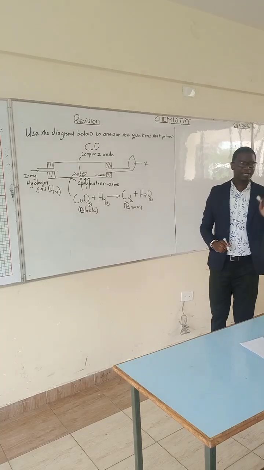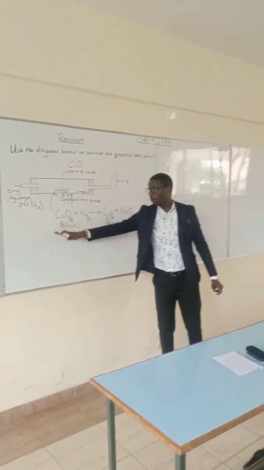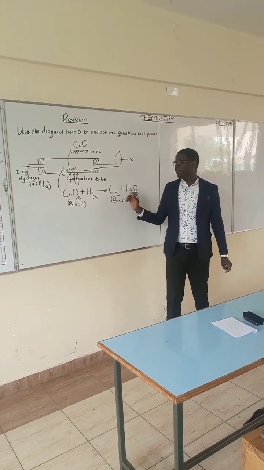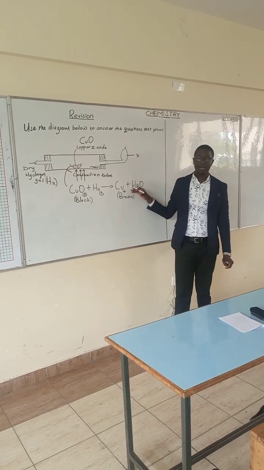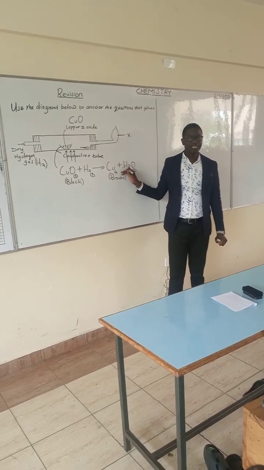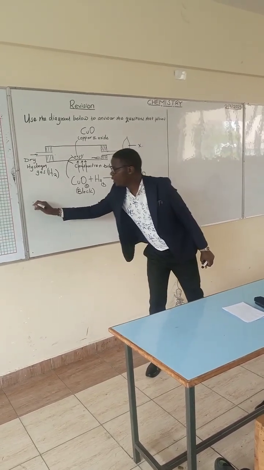So you need to know those two observations. One, black copper 2 oxide changes to brown copper metal. Two, formation of a colorless liquid on the cooler parts of the combustion tube. Are you there, all of us? Yes. Good.